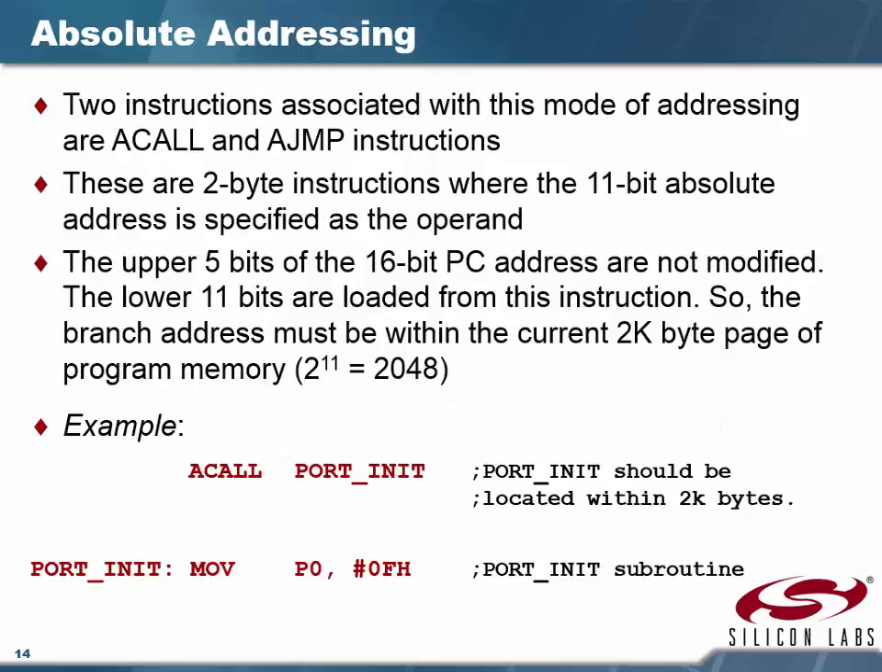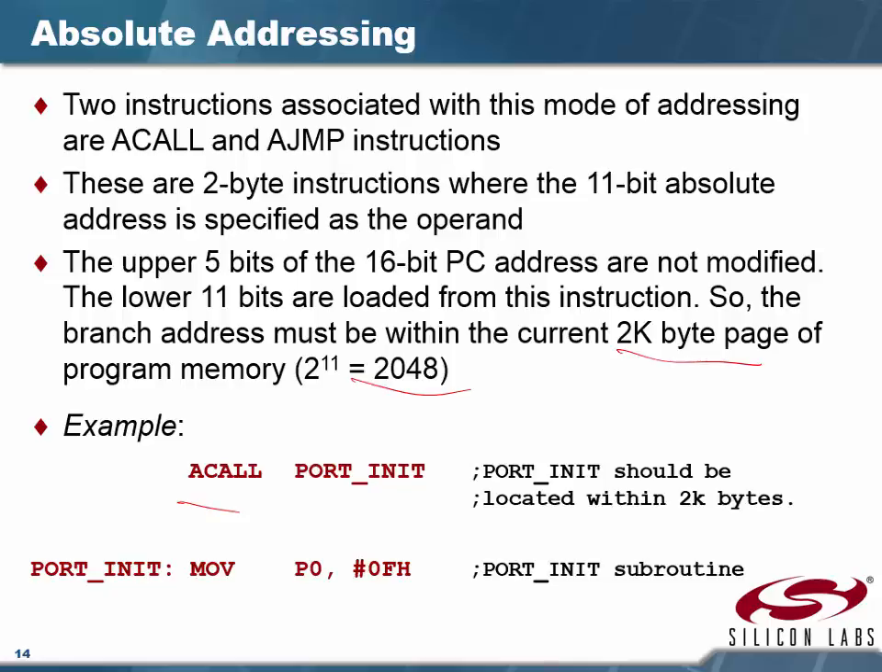Absolute call means that we don't know how far away it is. Associated with this are the absolute call and the absolute jump. That gives us a destination within the current 2K byte block, so it's got to be within 2K.